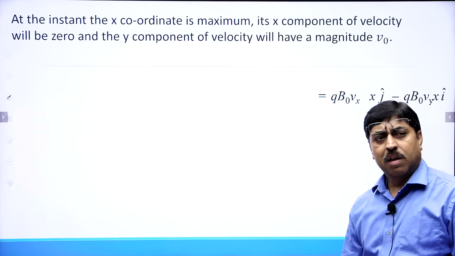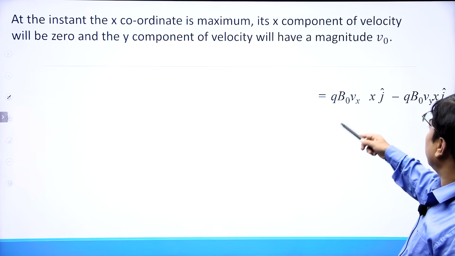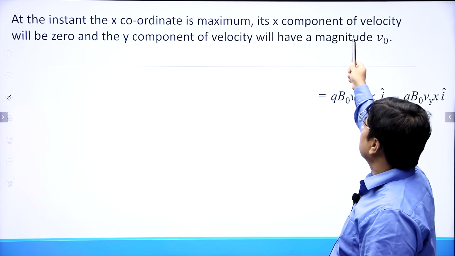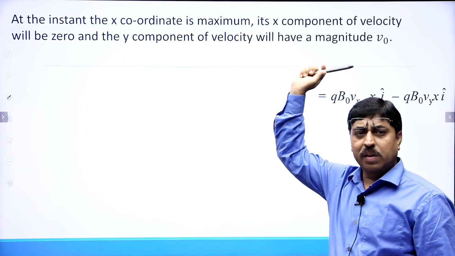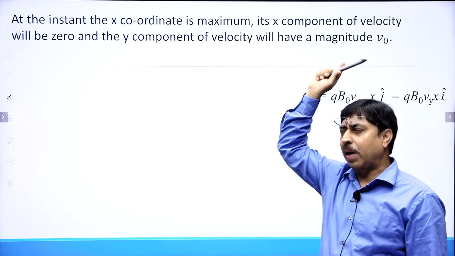That is another key thing that we should notice here. And then at the instant the x coordinate of the particle is maximum, its x component of velocity will be 0 and the y component of velocity will have magnitude v naught.